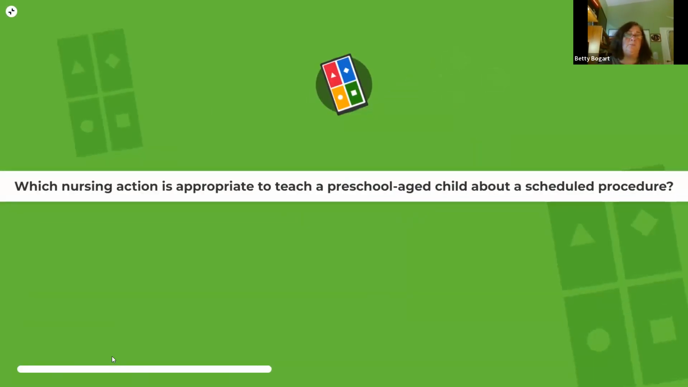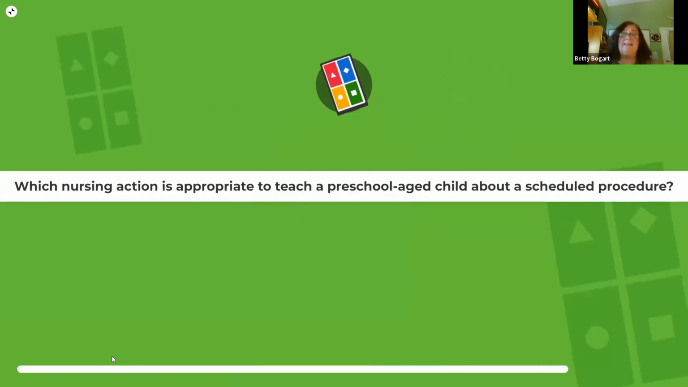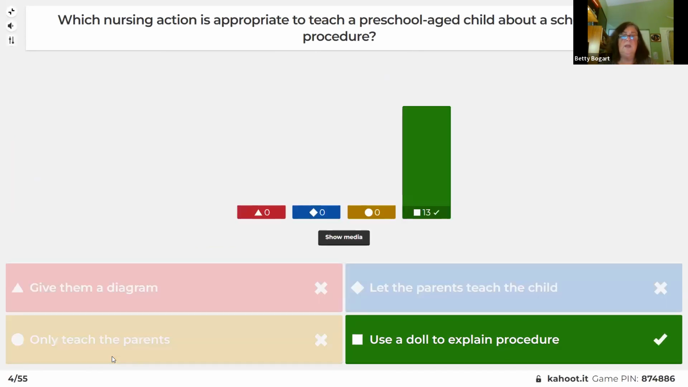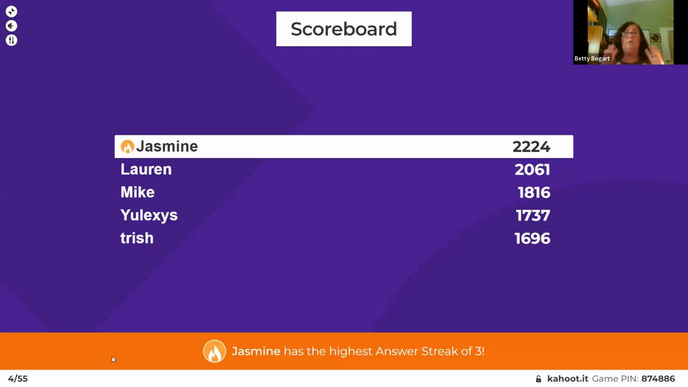Which nursing action is appropriate to teach a preschooler about a scheduled procedure? So you have a child ages 3 to 4. How are you going to teach a child about, let's say, having an x-ray, or maybe going for a CAT scan, or having some sort of surgery? How are you going to teach them? And you're going to use a doll. And then, of course, you're going to let them touch and feel any of the instruments that are there. This makes those things less dangerous. It's like they know what they are, what they feel like, and they're not going to be so scary anymore.